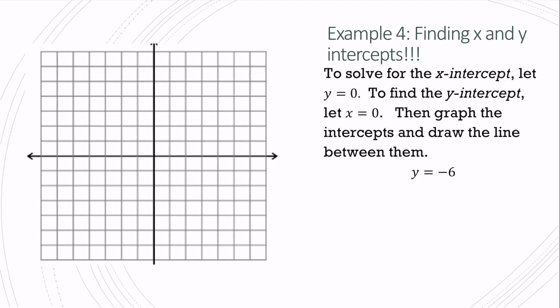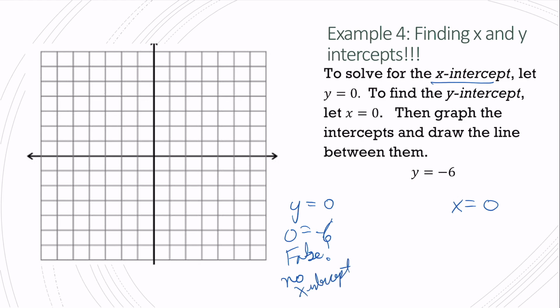What if I have y equal to a constant? What if I have y equals negative 6? And we try to find our x and y intercepts. So if I let y equal 0, I get 0 equals negative 6, that's a false statement, right? That tells me there's no solution, so there's going to be no x-intercept. Interesting. But if I let x equal 0, I still just have y as negative 6. So when x is 0, y is negative 6. 1, 2, 3, 4, 5, 6. This point right here.